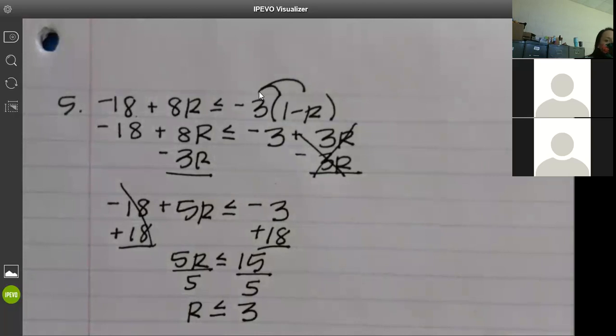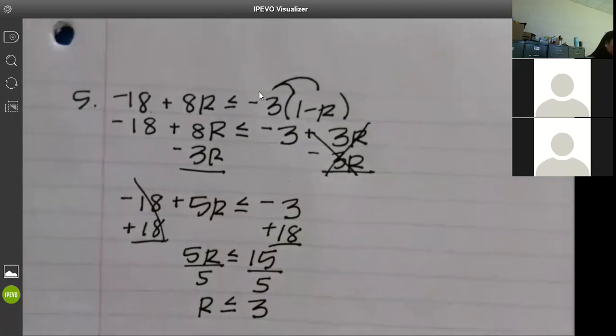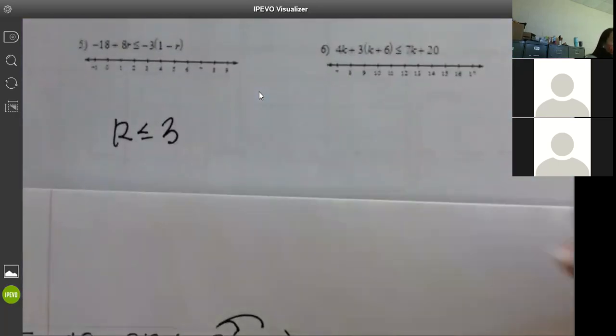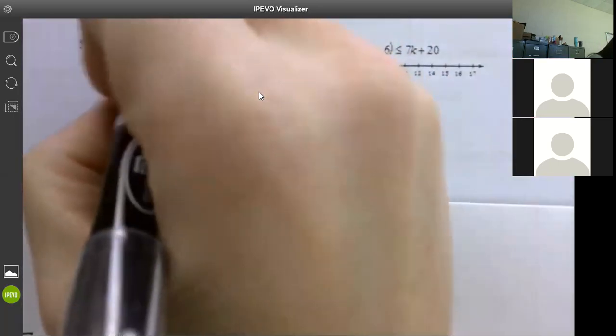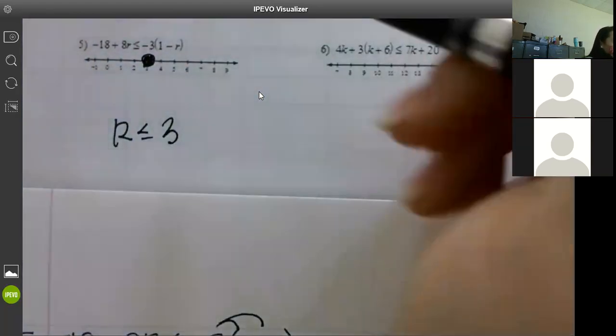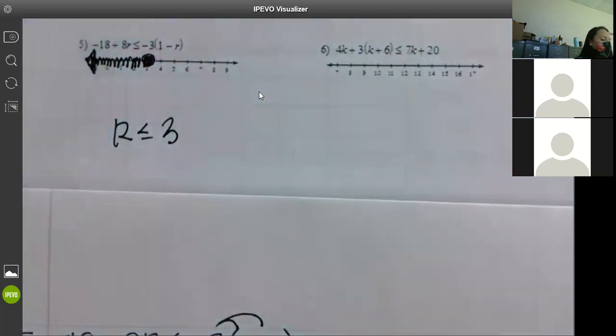I'm going to graph this one. So on number 5, I got R is less than or equal to 3. So I'm going to find 3. I fill it in because it's equal to, and then it's pointing to the left. So I'm going to graph it to the left. Maybe in a minute we'll get one to the right. Who knows? They all do. Okay.